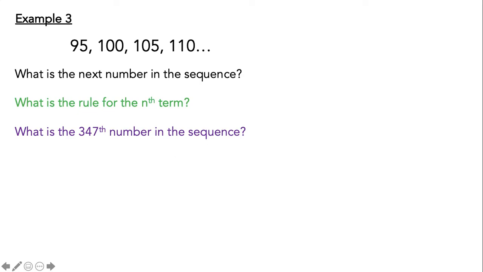Example 3. What is the next number in the sequence? What is the rule for the nth term? What is the 347th number in the sequence? So again, pause the screen before you look at the answer. Try and figure it out first. So here comes the answer.